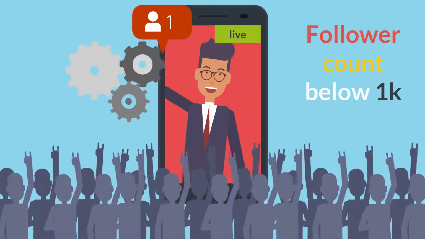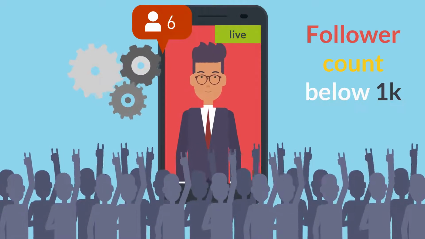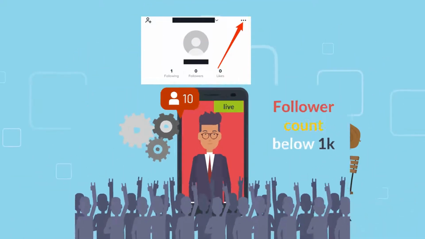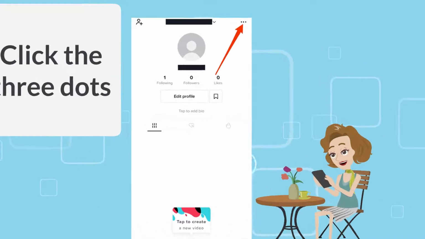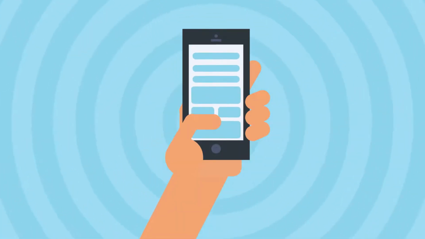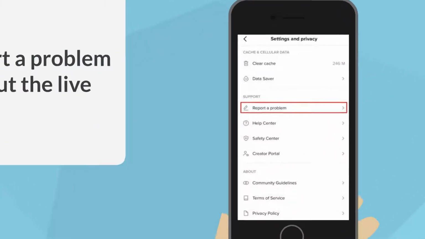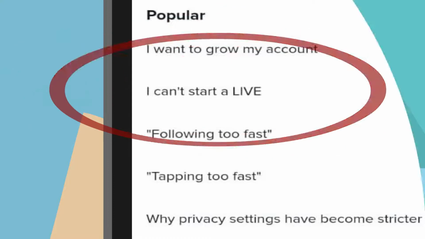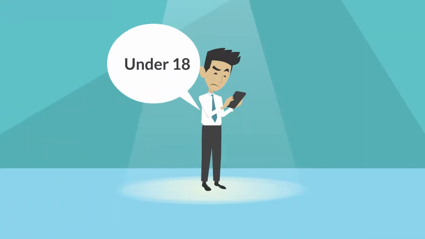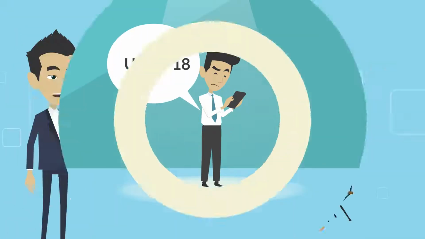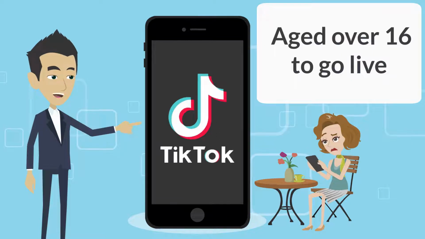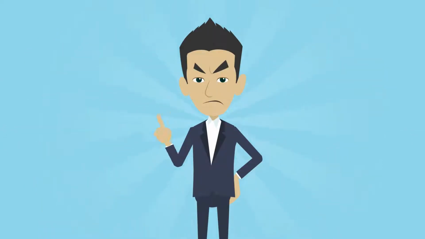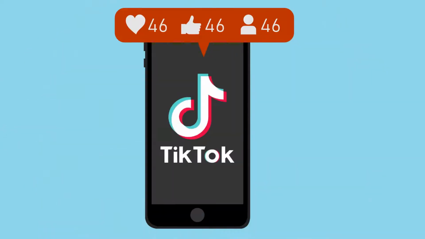People with a follower count less than 1K can go live because of a secret technique. All you have to do is click the three dots on the top right corner and scroll down to report a problem. Here you can report a problem about the live, and then click on Can't Go Live. You can face another hurdle here if you are under 18, as TikTok only allows people aged over 16 to go live. This method isn't recommended as the app wants you to get 1,000 followers before going live.